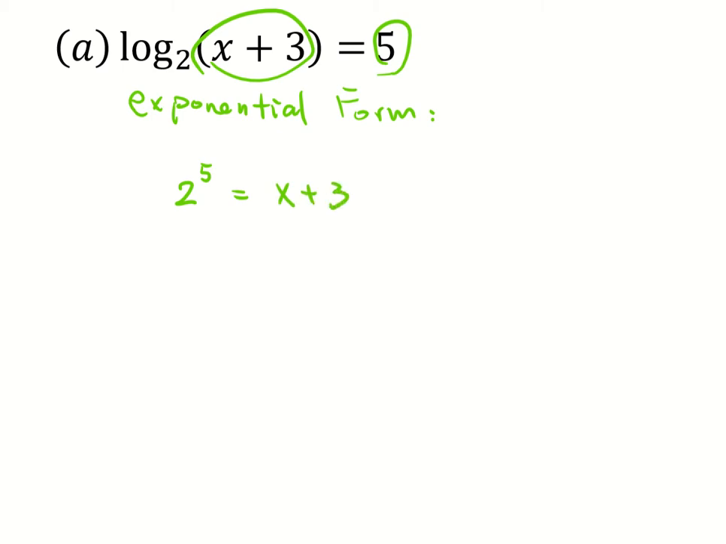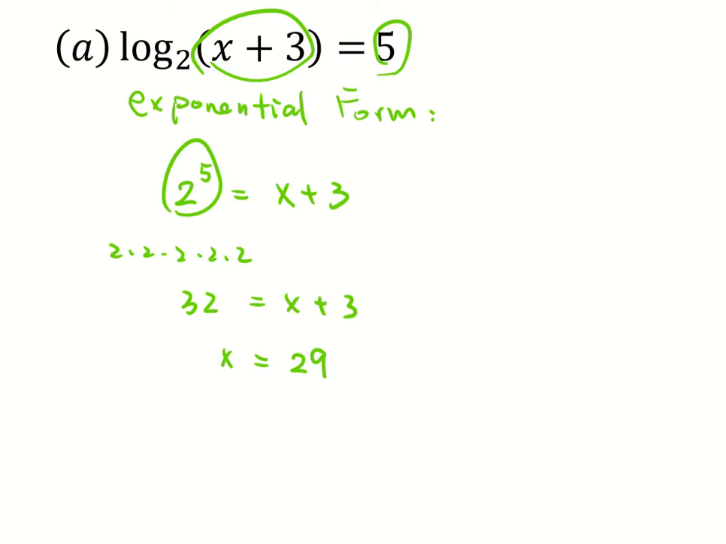We're pretty much done. 2 to the 5 is 2 times 2 times 2 times 2 times 2. Right? It's 32. 32 equals x plus 3. So x is 32 minus 3, which is 29. And that is the answer to this equation.